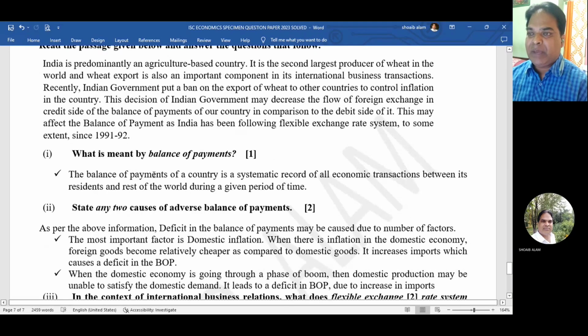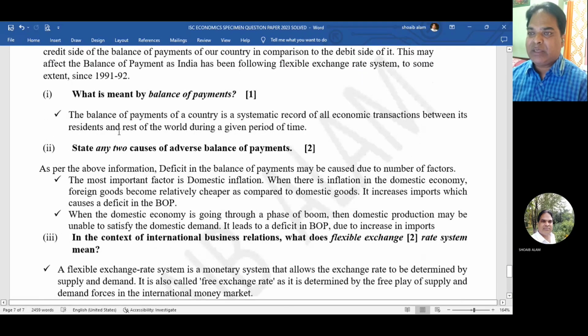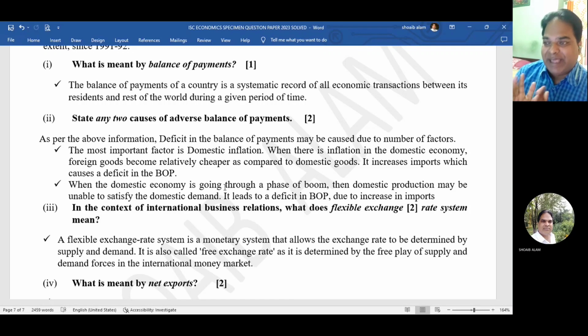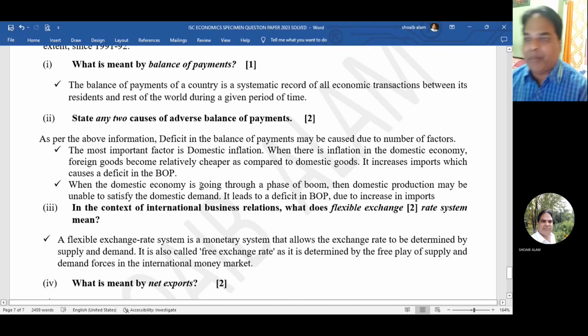What is meant by balance of payment? The balance of payment of a country is a systematic record of all economic transactions between its residents and the rest of the world during a given period of time. State any two causes of adverse balance of payment. Number one, the most important factor is domestic inflation. And second, when the domestic economy is going through a phase of boom, then domestic production may be unable to satisfy the domestic demand. It leads to a deficit in BOP due to increase in import.